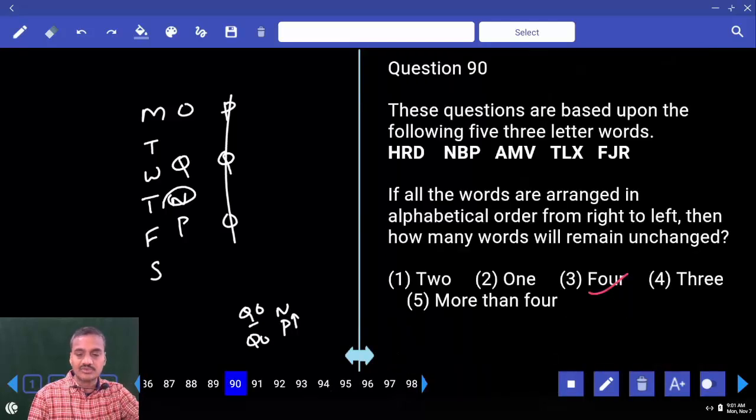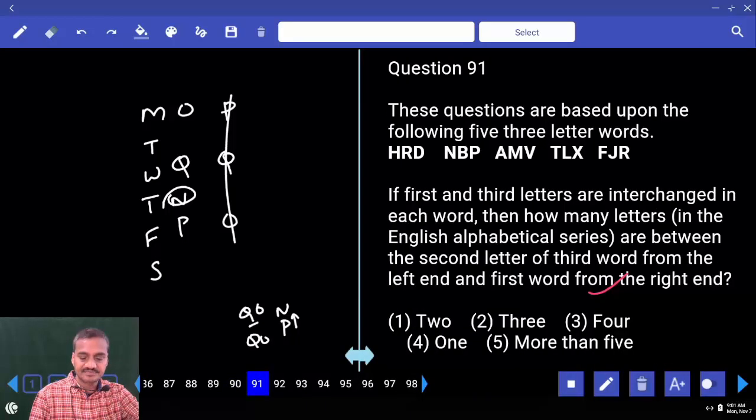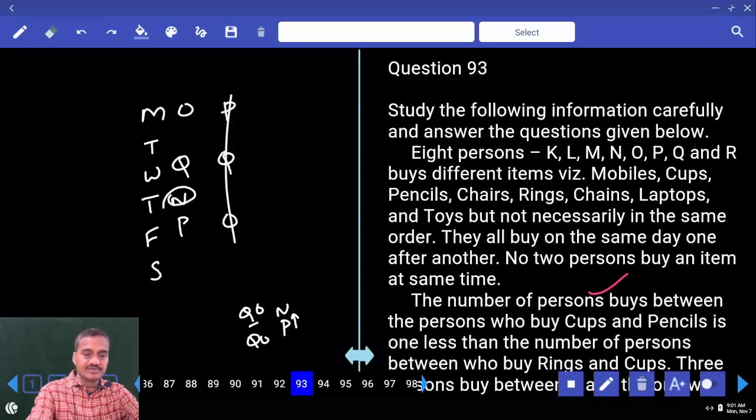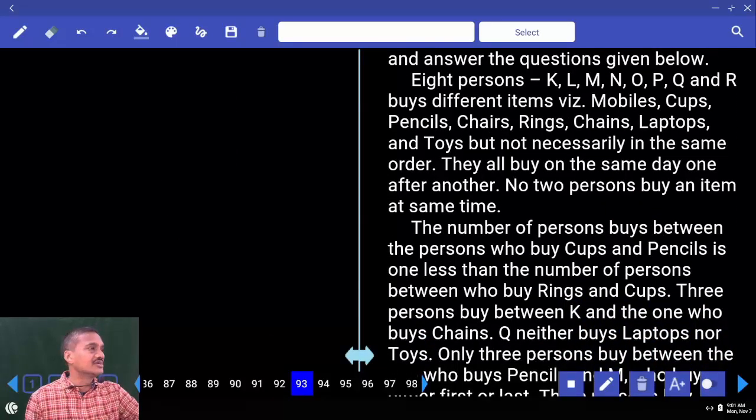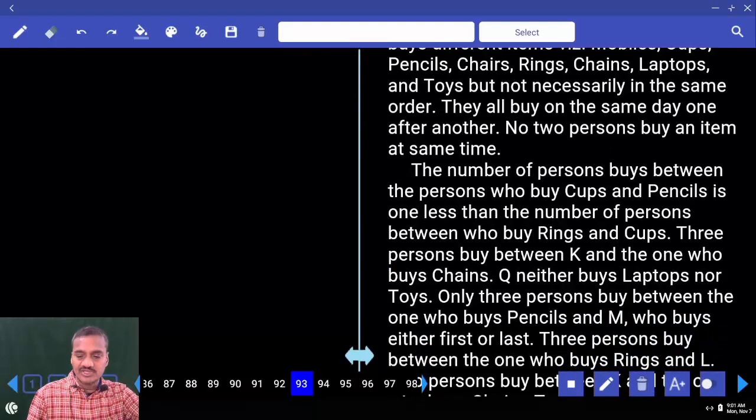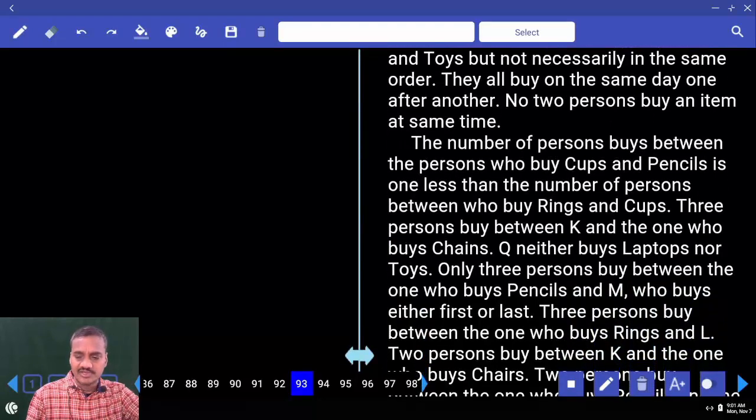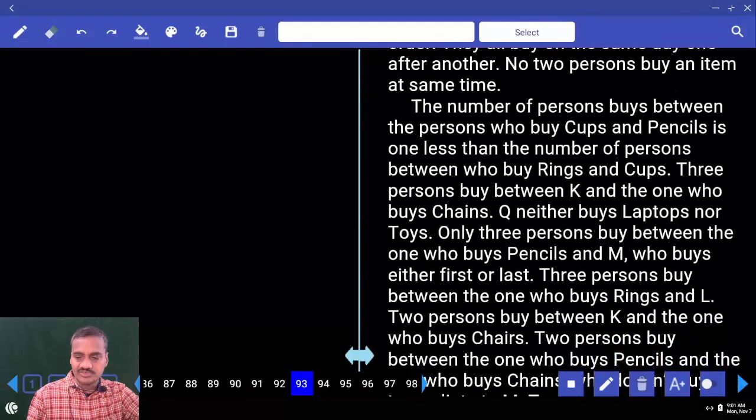Then coming back to the previous set, 93 onwards. Now how many persons are there altogether? We have 8 persons. The number of persons between cup and pencil is 1 fewer than the number of persons between ring and cup. And there are 3 persons between K and the one who buys chain. Between K and the one who buys chain, there are exactly 3 people.